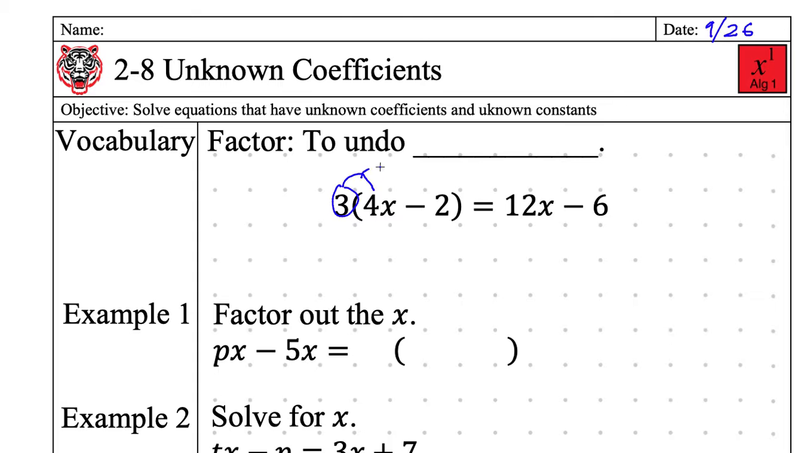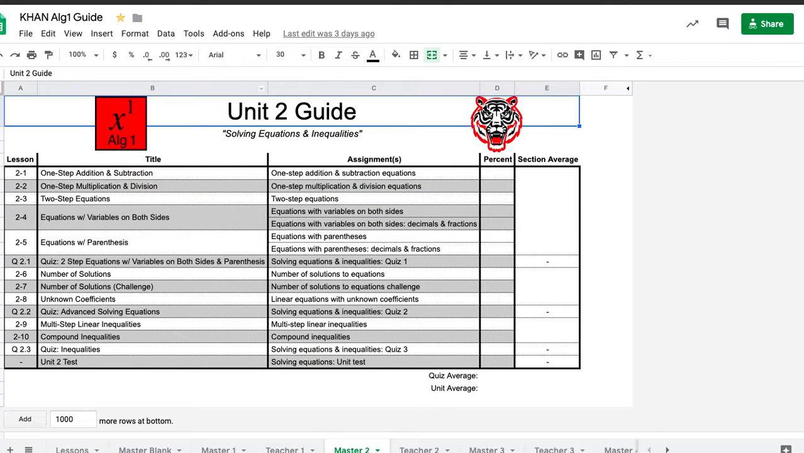So it's when I'm doing this. What does this look like? Right here. Distribution.